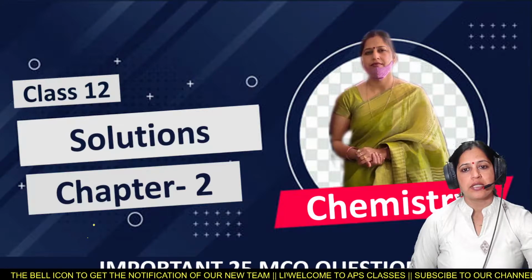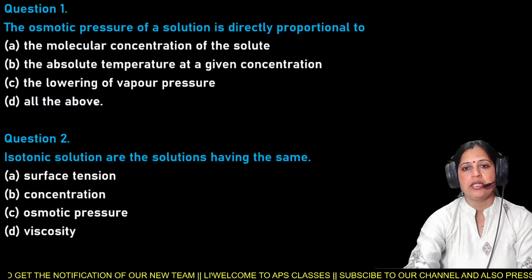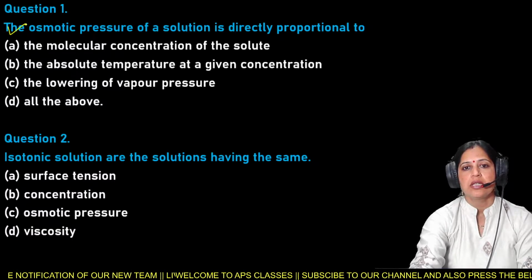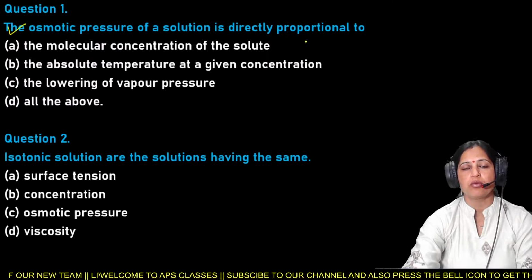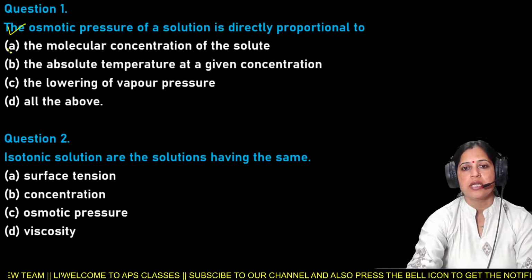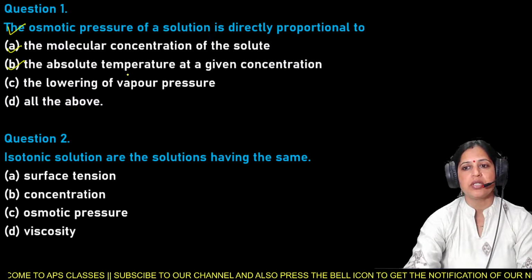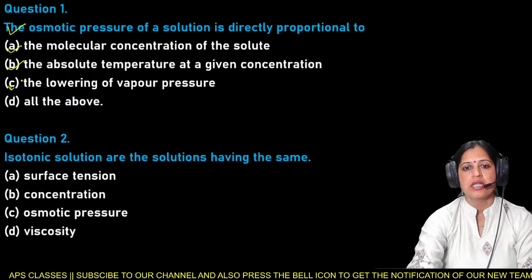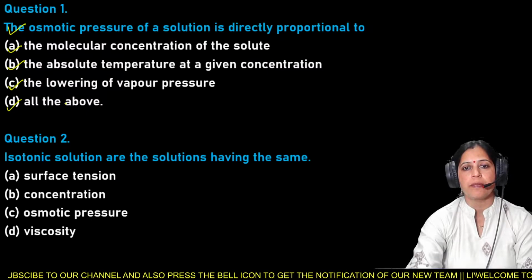Let us start with the first question from this chapter. The osmotic pressure of a solution is directly proportional to: A, molecular concentration of the solute; B, absolute temperature at a given concentration; C, the lowering of vapor pressure; and D, all of the above.